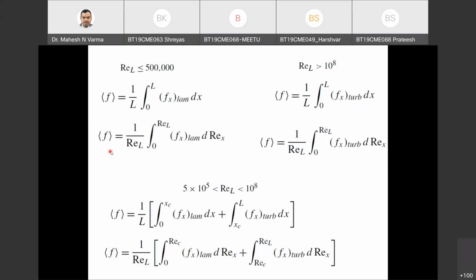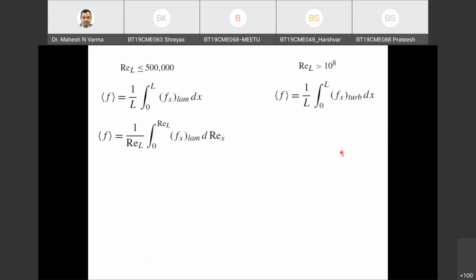So this will be the average value of friction factor for laminar flow. This will be the average value of friction factor for transient, meaning it is going from laminar to turbulent slowly, and this will be the average value of friction factor for turbulent flow. Now substitute this f_x. You already have f_x, so substitute this value. You already have f_x for turbulent.